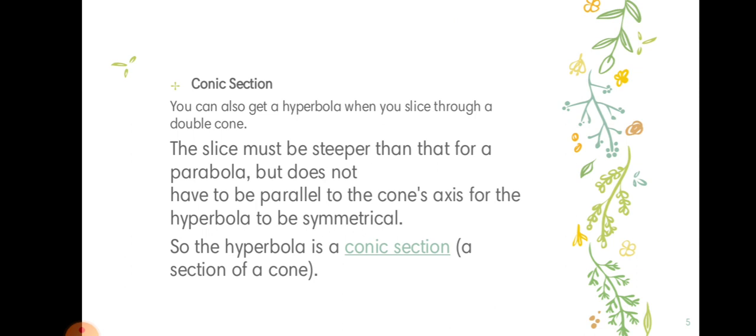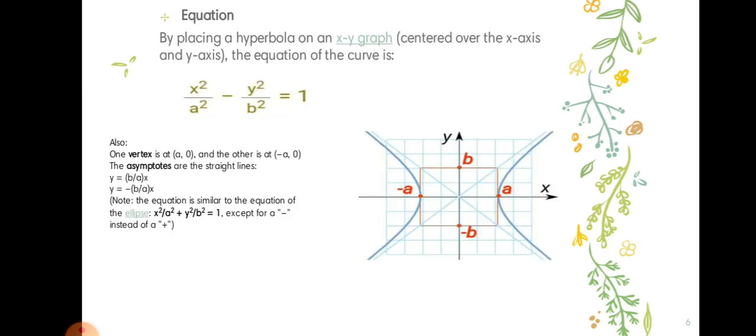You can also get a hyperbola when you slice through a double cone. The slice must be steeper than that for a parabola, but does not have to be parallel to the cone's axis for the hyperbola to be symmetrical. So, the hyperbola is a conic section of a cone.